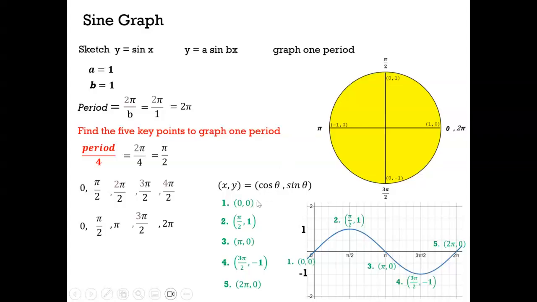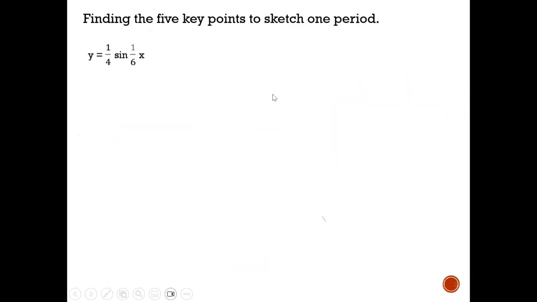Now, not every time are the numbers simple. Like for example, here the A is 1 and the B is 1, right? That's real simple to get. But at times we get some crazy numbers, like this one here. So we follow the same concept as what we did earlier. My A is 1/4, the absolute value of 1/4 is 1/4. My B is 1/6. So the B is used to find your period.